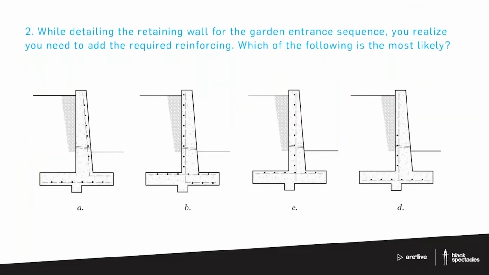Okay, we're going to take a look at number 2 here. While detailing the retaining wall for the garden entrance sequence, you realize you need to add the required reinforcing. Which of the following is the most likely? So the concept of a question like this is really just to see if you basically understand the gist of it: when we're talking about concrete, we're usually also talking about steel. We're doing reinforcing steel inside the concrete.